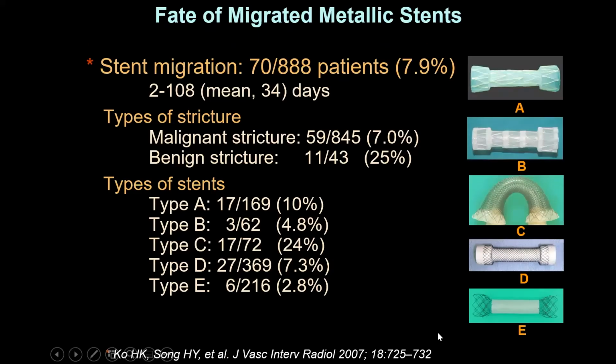The stent migration rate was 8%, and 7% in malignant strictures and 25% in benign strictures. The stent migration rate was higher in type C. This is a type 3, a type C in comparison with A, B, D, E.